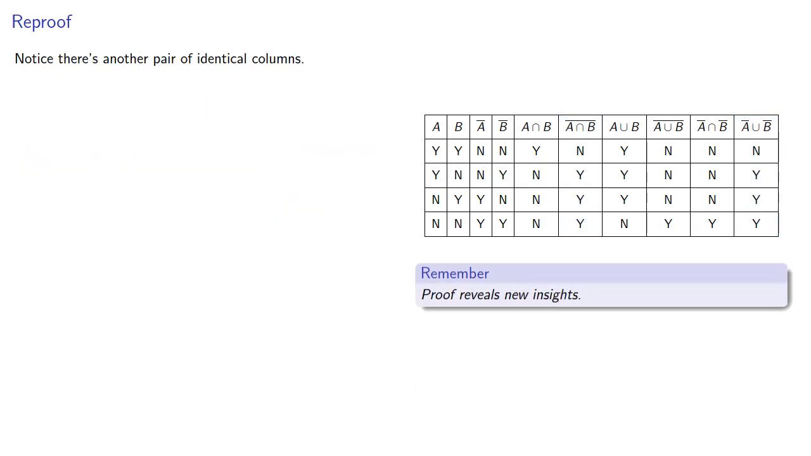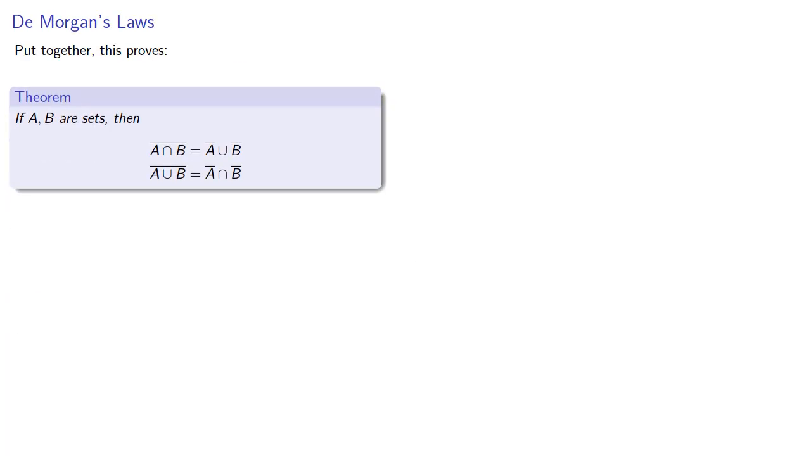And again, proof reveals new insights. There's another pair of identical columns, and this pair of identical columns tells us that the complement of the union is the intersection of the complements. And put together, this proves what are known as De Morgan's laws. If A and B are sets, then the complement of the intersection is the union of the complements, and the complement of the union is the intersection of the complements.